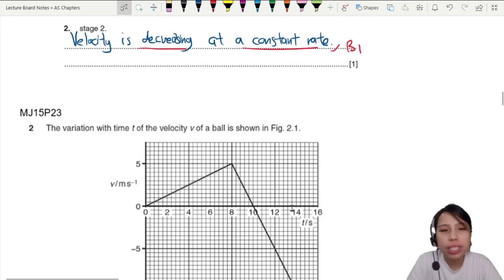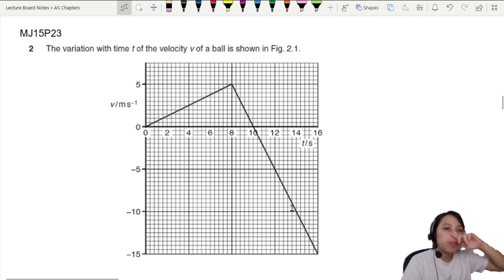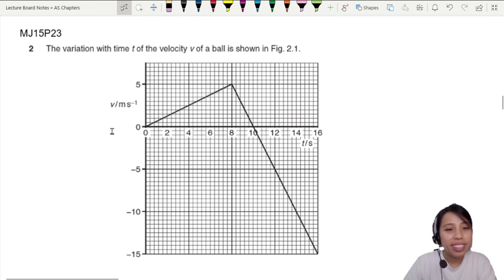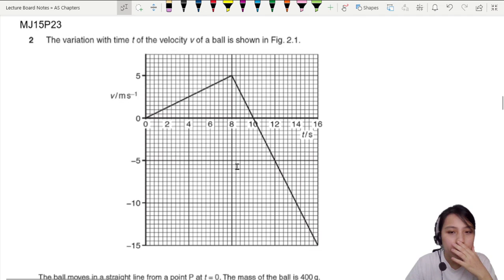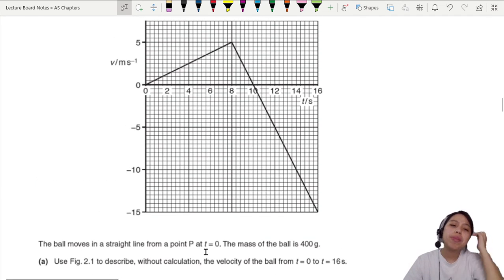What about an example with a change in direction? This is another one. We're going to take a quick look at this. The variation with time t of the velocity of a ball is shown in figure 2.1. Look at this. Boing, boing. Ooh, this one is a bit more tricky already. The ball moves in a straight line from point P. The mass of the ball is 400. Use figure 2.1 to describe the velocity.